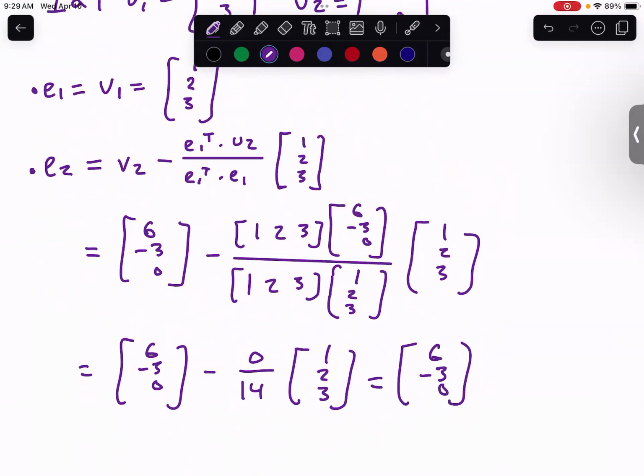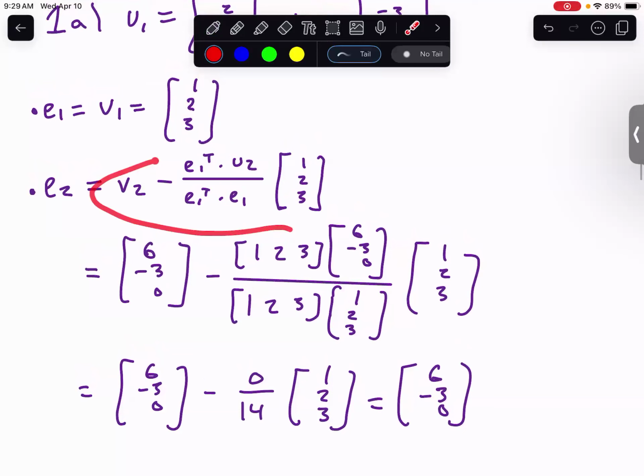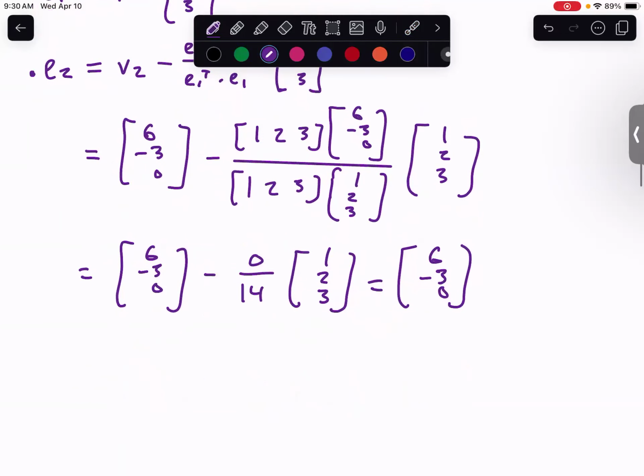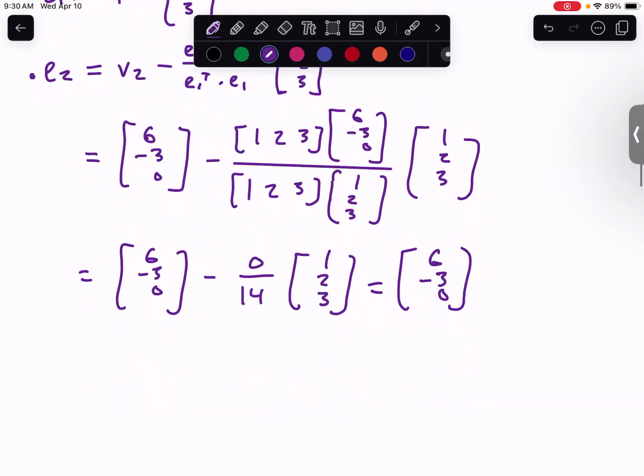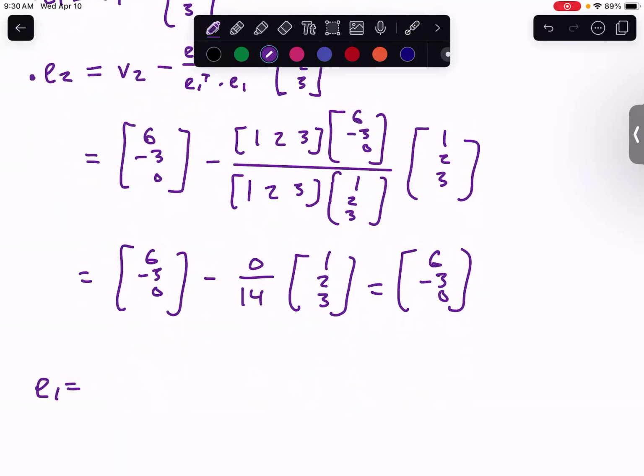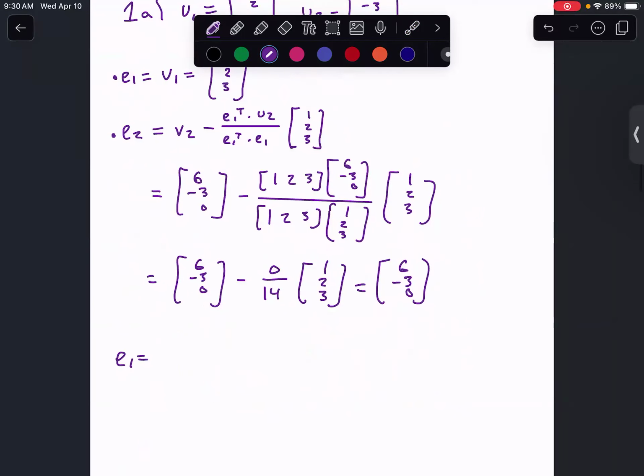I guess it shows it was worth doing in the sense that it's reviewing what the equation tells you, and it shows if they're orthogonal, you end up just getting whatever your V2 was back, right? The next one is a little bit more interesting. So we have that E1 is equal to, it just ended up being the exact same set of vectors over again. And then E2 ends up being equal to 6, minus 3, 0.